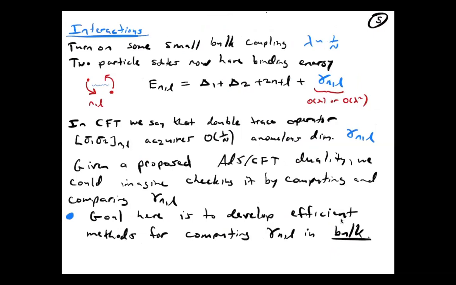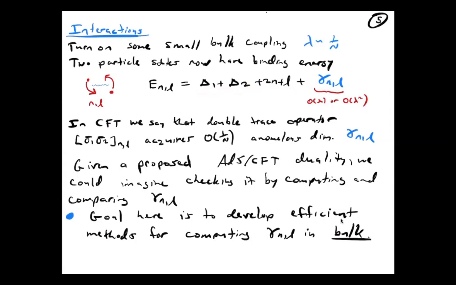And now we want to turn on some interactions and ask how things change. So we turn on some small bulk coupling lambda. Again, we think of something like 1 over N in the CFT. Now the energies of the 2-particle states are not simply the sums of the individual 1-particle states, but there's some binding energy, or some repulsive or attractive interaction energy due to the coupling. So each 2-particle state we had before will have its zeroth order energy plus some small correction proportional to either lambda or lambda squared, depending on how we define the coupling.